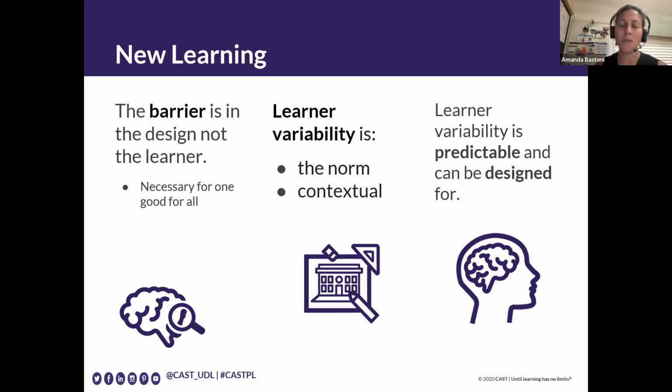So then included in the new learning would be some key concepts around UDL. This is the UDL module that we're unpacking today. The barrier is in the design, not in the learner. Key concept from UDL, we already talked about this. What's necessary for one is good for all. Learner variability is the norm and it's contextual. And if learner variability is the norm and contextual, and we know that it's going to happen, we can predict and design for it.